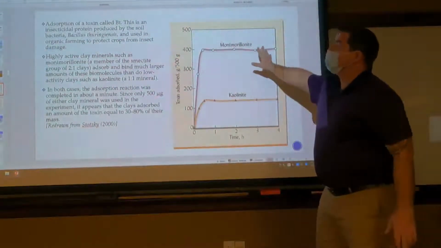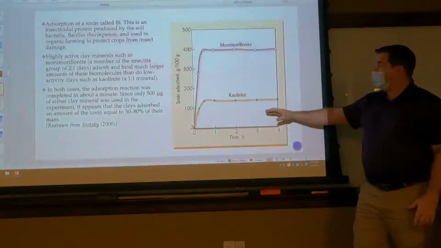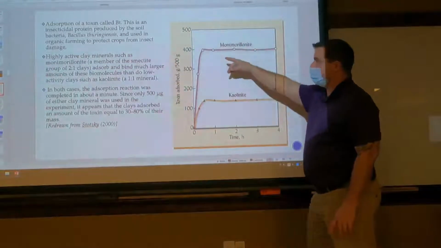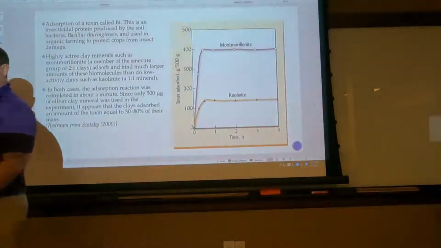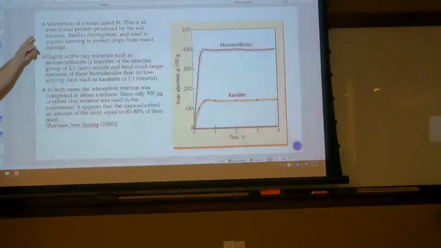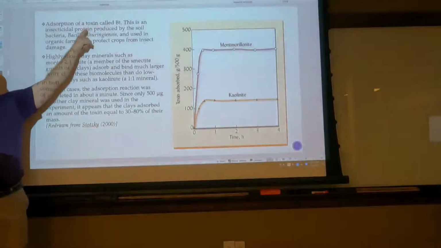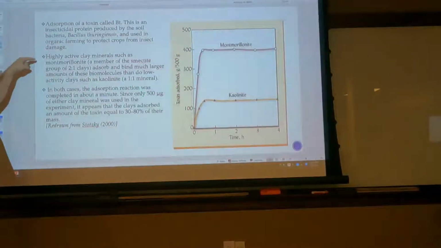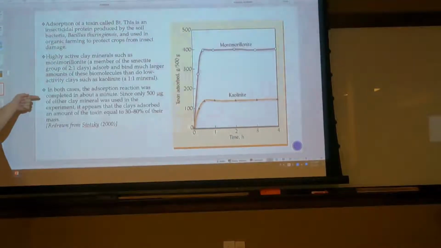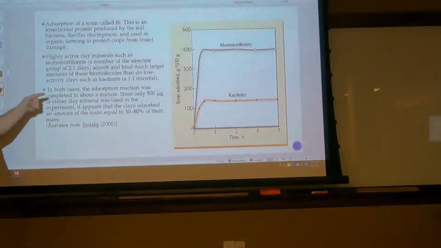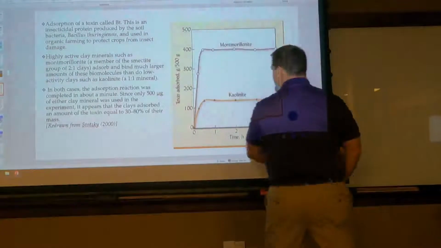Okay. Kind of a similar situation where they tested how much adsorption there was on kaolinite versus montmorillonite. Y'all have all heard of Bt, right? It's what's in corn. It stops the corn borer, and it's a toxin. Remember, a toxin is something that is produced from a biological organism. So what they did is they applied 500 micrograms of Bt to these soils, and then over time, this is the adsorption isotherm.